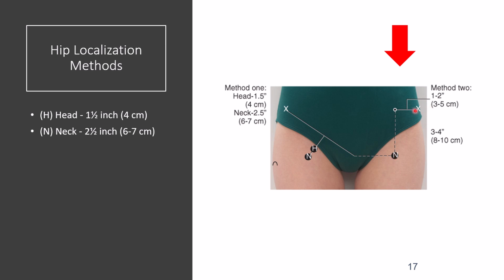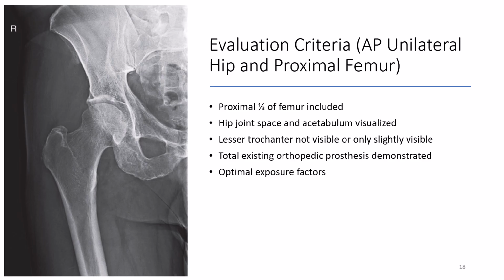Okay, so 1 to 2 inches medial, 3 to 4 inches distal to the ACES, and that should place you at the femoral neck. That's what that N stands for, femoral neck. Okay, so our central ray on an AP proximal femur is perpendicular to the femoral neck, and if that is done appropriately, then you should get at least 1/3 of the femur.